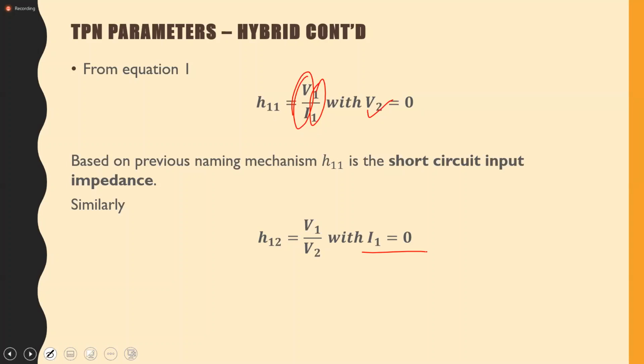Now we have 1 over 2. So we have a mixture of input and output. So what would we call that? Transfer.